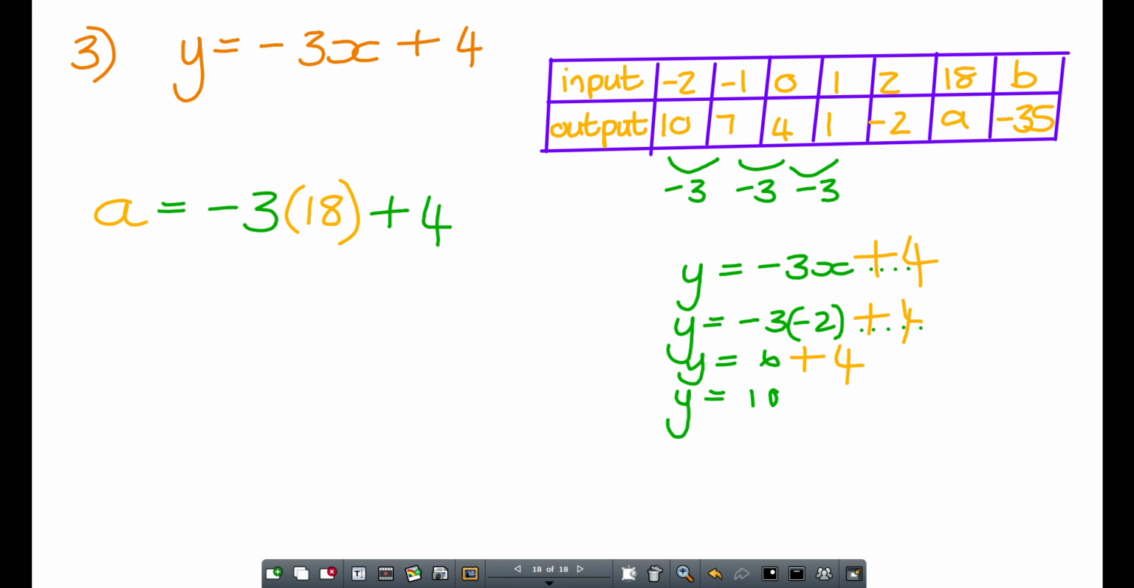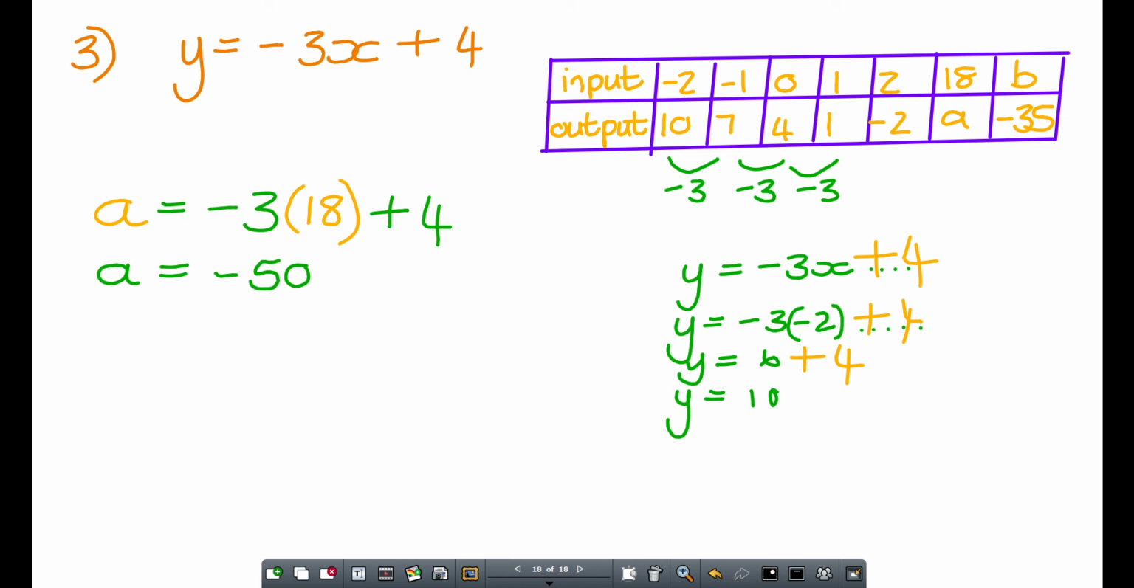Does that make sense to everyone? Right. So now we can just go and put that into a calculator. Minus 3 times 18 plus 4 is going to give me minus 50.